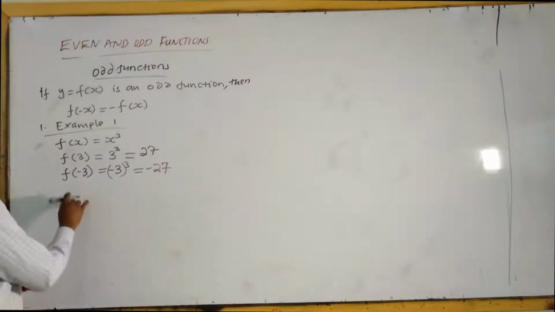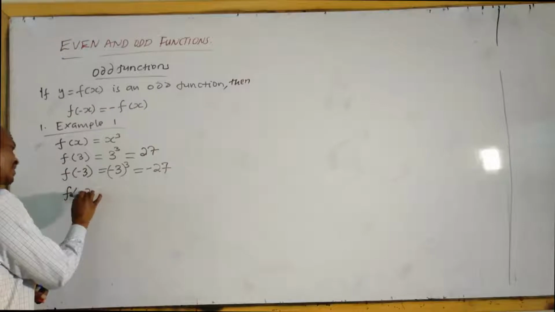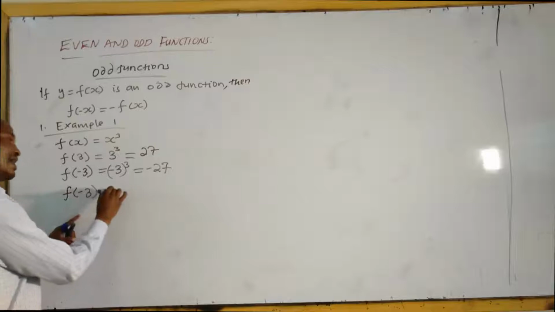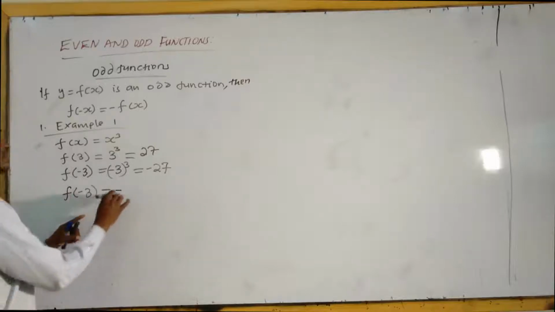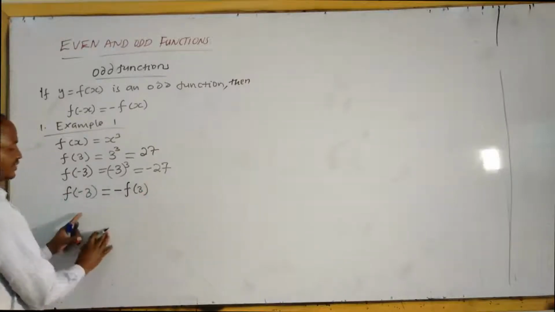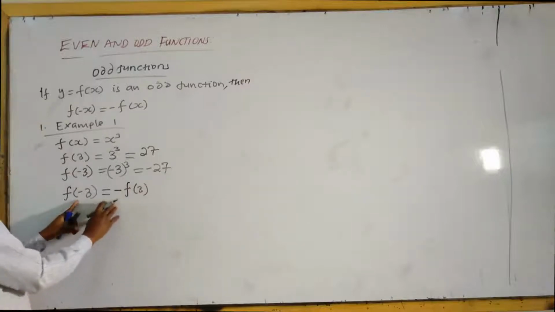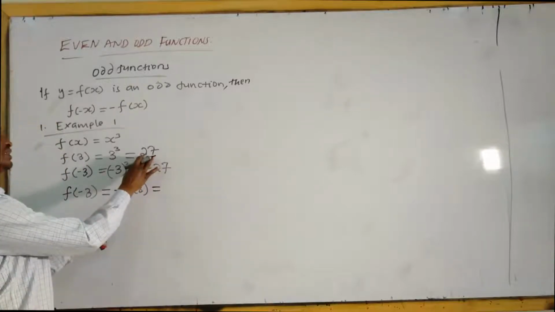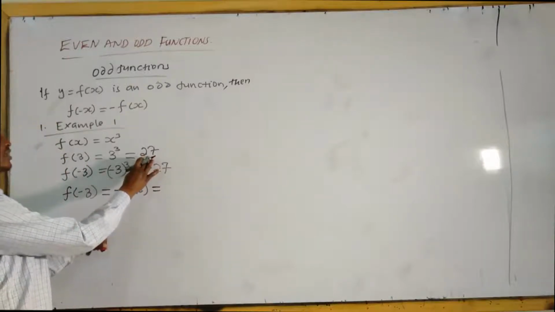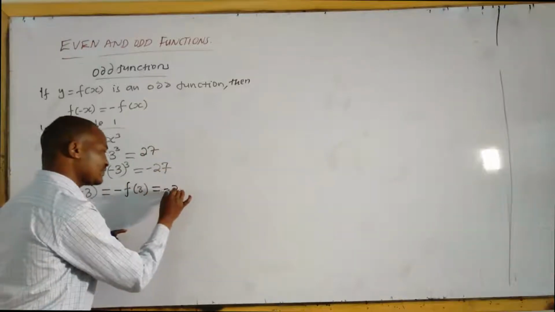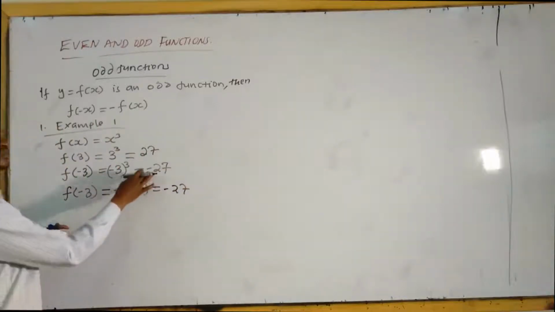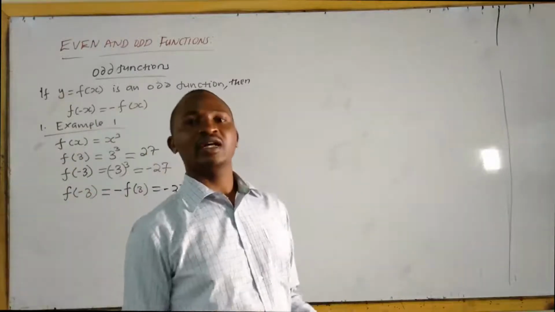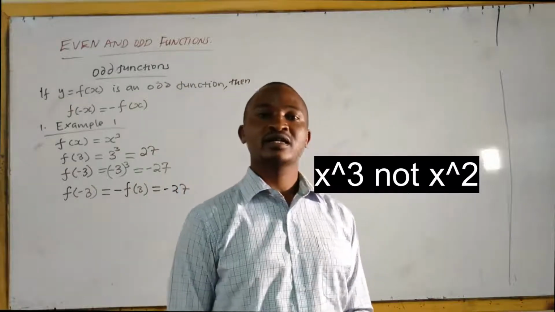Therefore, you can see the function of negative 3 is equal to a negative times the function of 3. The function of 3 is 27, times a negative is negative 27, which is equal to this. And therefore, y equal to x cubed is an odd function.